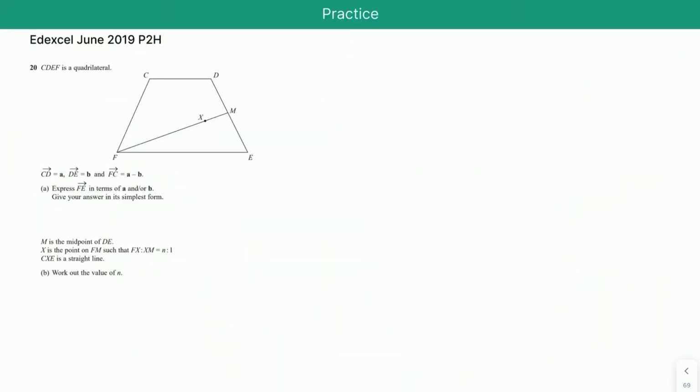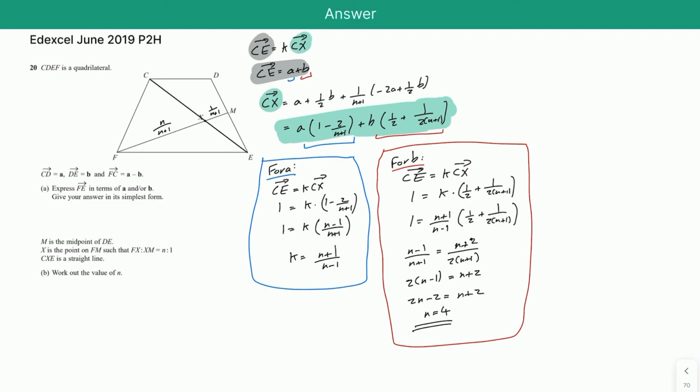So here's a question for you to have a go at. Press pause and have a go. As a hint, the question does say CXE is a straight line, so you're going to use this straight line to find the answer. I would form an equation for CE and CX, or you could even do CE and XE if you want. So press pause and have a go. Here are the answers. Mark your work.